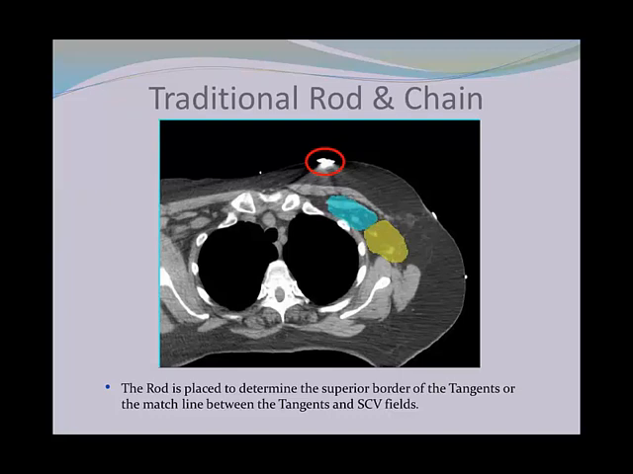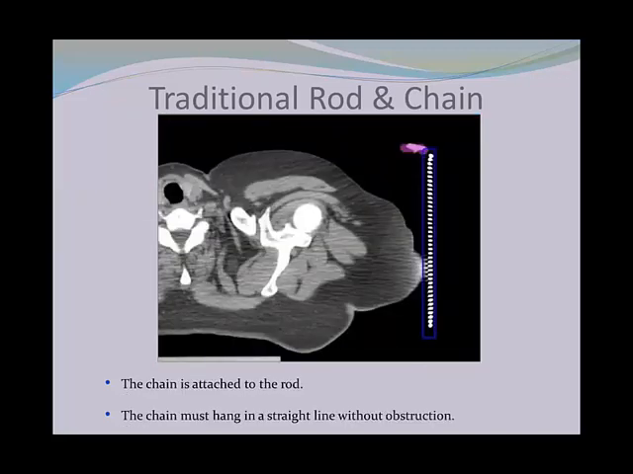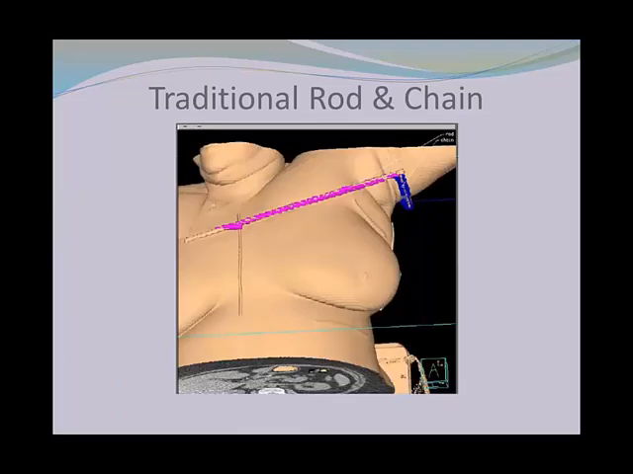Now about the virtual rod and chain. Of course, our patient was simulated without the middle rod and chain. So how can we get the angle that the physician wanted? With the virtual rod and chain, it creates a non-divergent edge that is not in the same plane as the CT scan that we normally do. And this allows adjustments to be made during virtual simulation without rescanning the patient. And you only need two contours to do this.